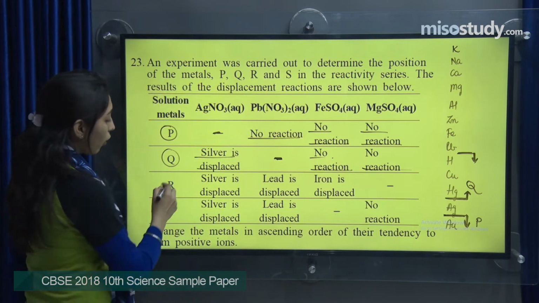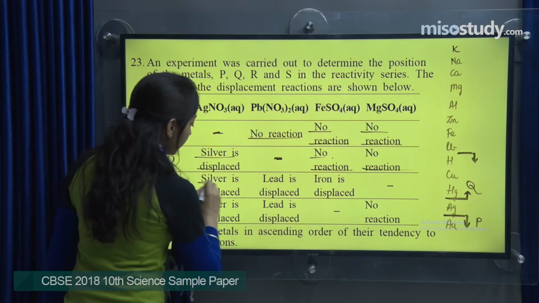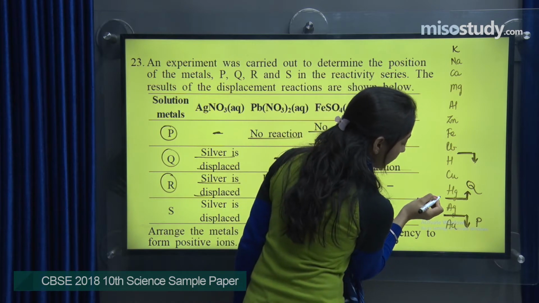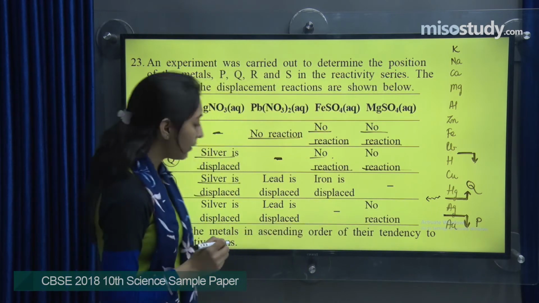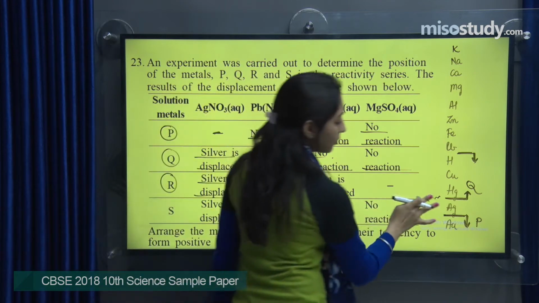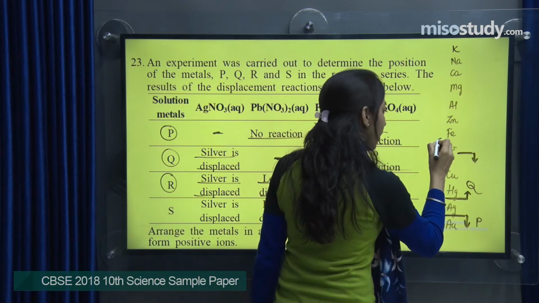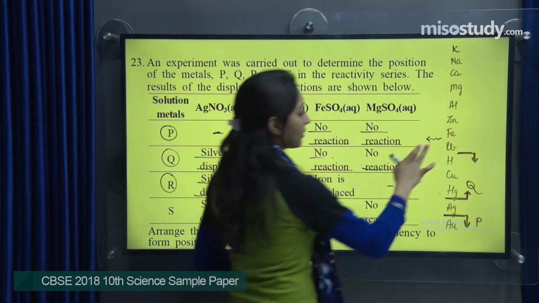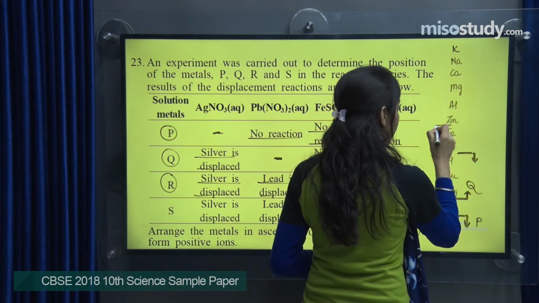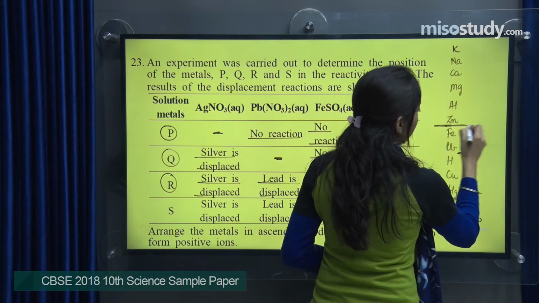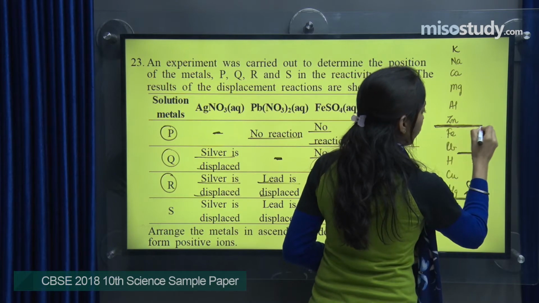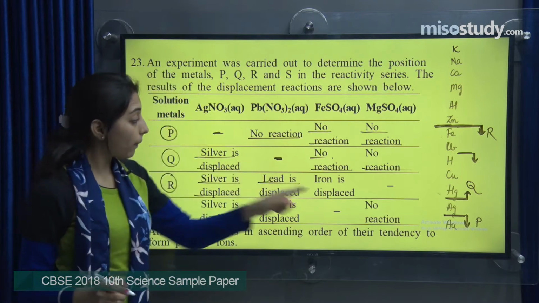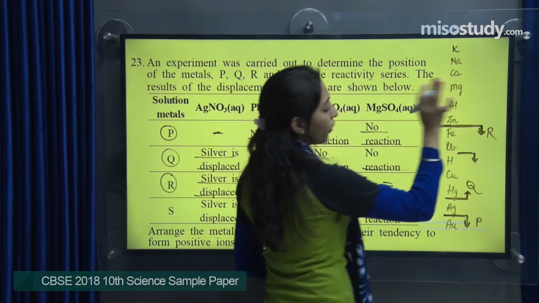Clear? Now moving on to the lead, when R is added, silver is displaced. So when silver is displaced, it must be somewhere here, above silver, right? Even lead is displaced. So not here. So R will be above lead because lead is displaced. Now he is saying even iron is displaced. So it will be even better than iron. So R will be somewhere here. Okay, but no reaction with MgSO4, so lower to MgSO4.